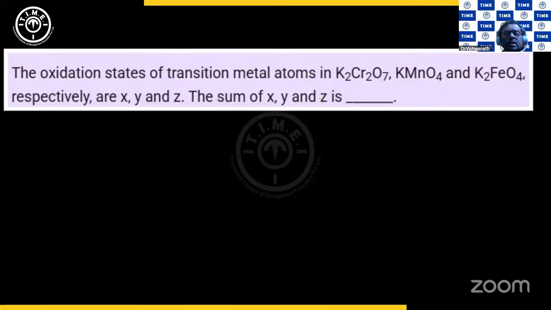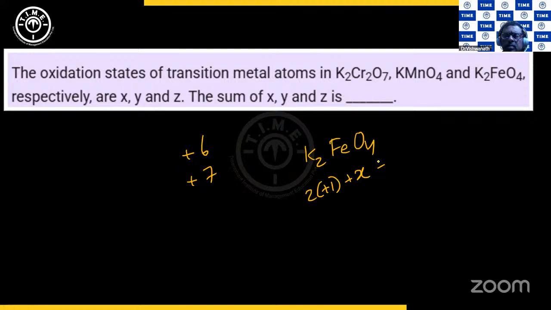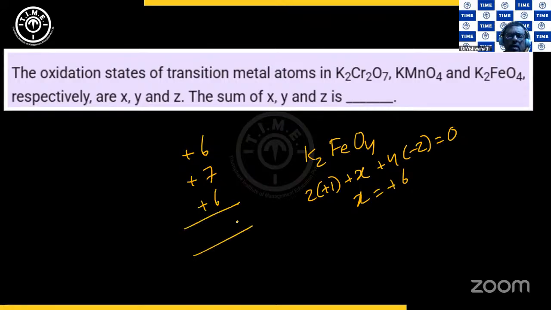The oxidation states of transition metal atoms in these things are X, Y, and Z. So for the first one, you know it is +6. For the second one, you know it is +7. The third one, you're going to do the calculation here. Potassium is always +1 because it is a group 1 element, plus iron X plus 4 into minus 2 equals 0. So X is how much? X is +6. So 13 plus 6, 19. Clear? Next question.